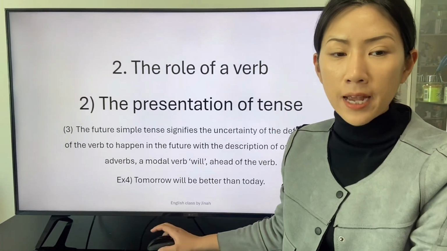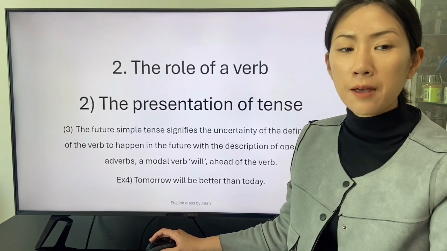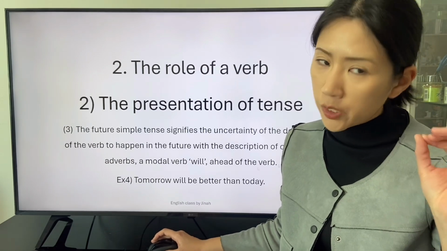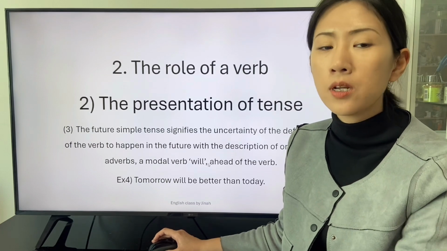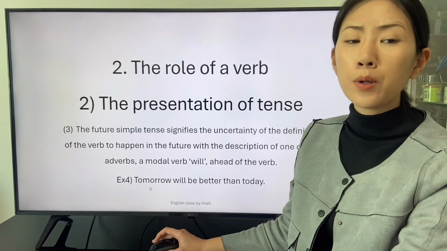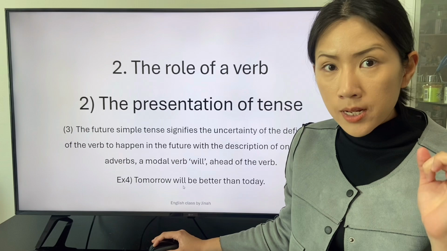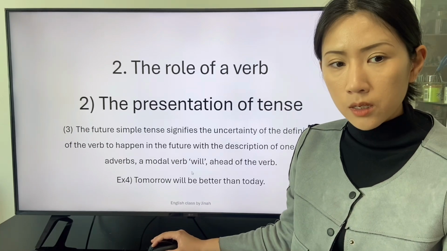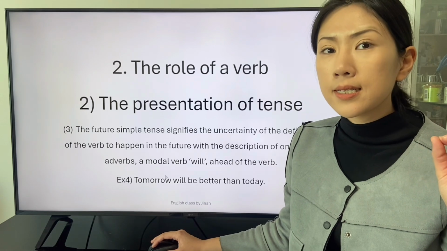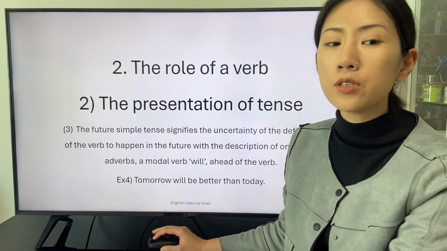The future simple tense signifies the uncertainty of the definition of the verb to happen in the future with the description of one of the adverbs, a modal verb will, ahead of the verb. There is an exemplary clause. Tomorrow will be better than today. The modal verb will describes the be verb. The be verb describes the condition of the subject indicated by the noun tomorrow.